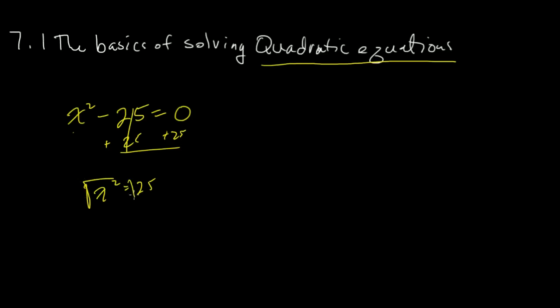Then you can take the square root of both sides. So x then would be equal to plus or minus 5. That was part of our understanding, because of the other way that you could solve this.